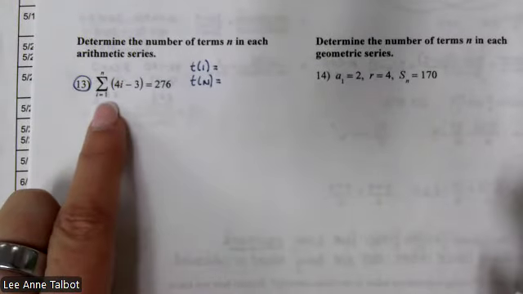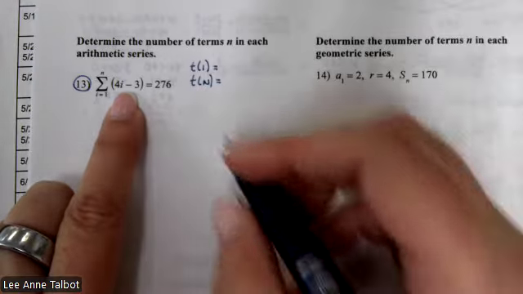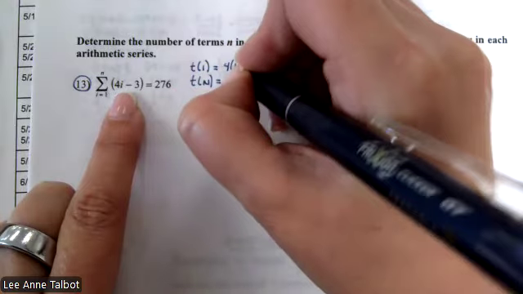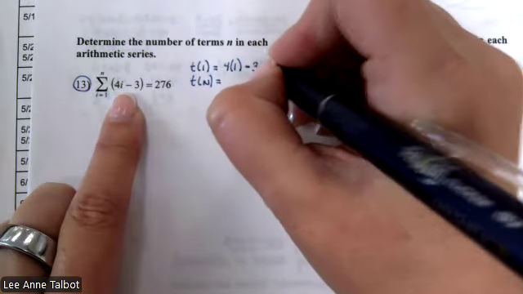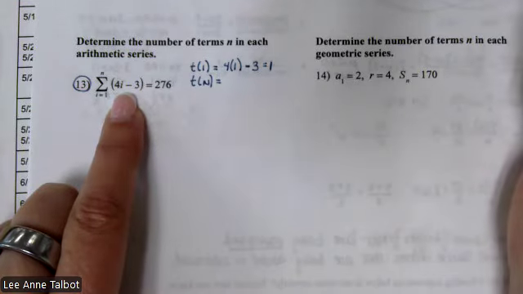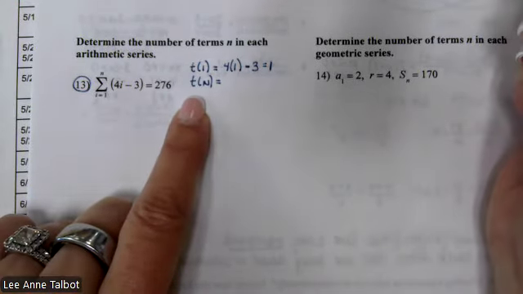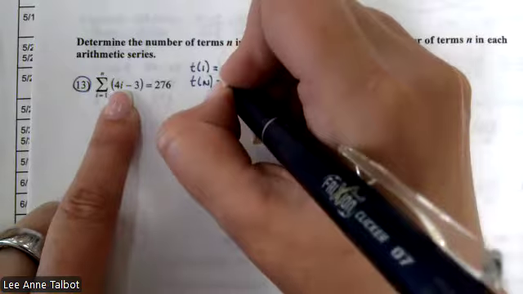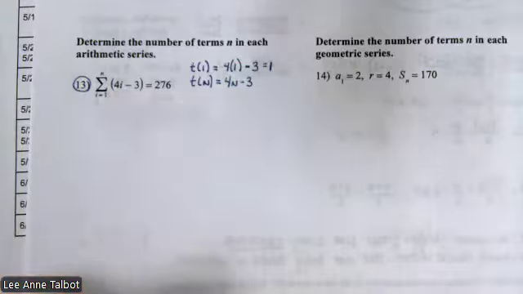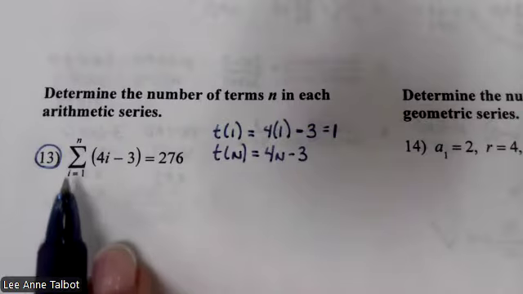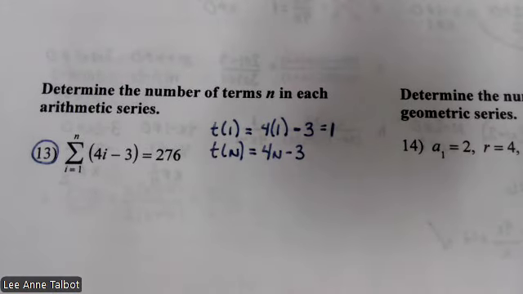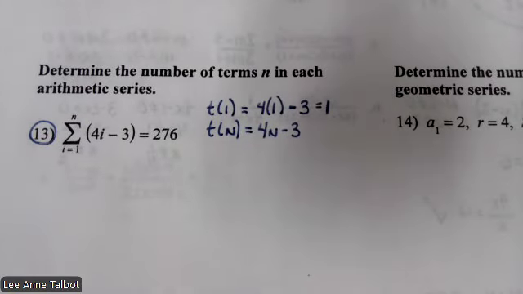And T1 I get by plugging 1 into i in the parentheses. So 4 times 1 minus 3 is 1. And T of n I get by plugging n in for i in the parentheses, which is 4n minus 3. So I plugged in 1 for i, and I plugged in n for i. Any questions so far? I plugged in 1, plugged in n.